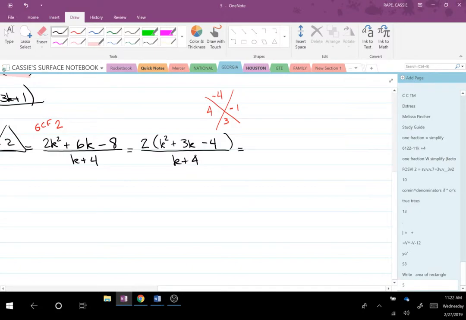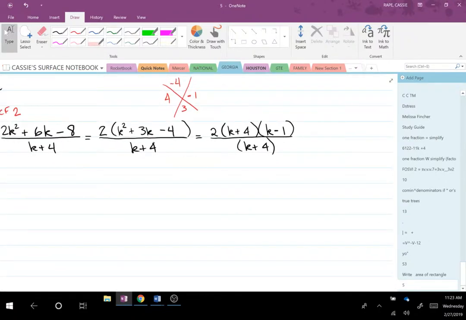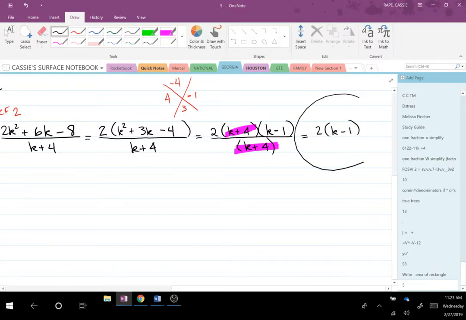So now you can go, okay, 2 times, I'm going to rewrite that trinomial as k plus 4 times k minus 1 over, and the denominator is k plus 4. Lastly, you're going to look and see, is there anything that can cancel once it's fully factored? And yes, there are. k plus 4 and k plus 4 cancel. So you're left with 2 times the quantity k minus 1, which is simplified, so that's your solution.